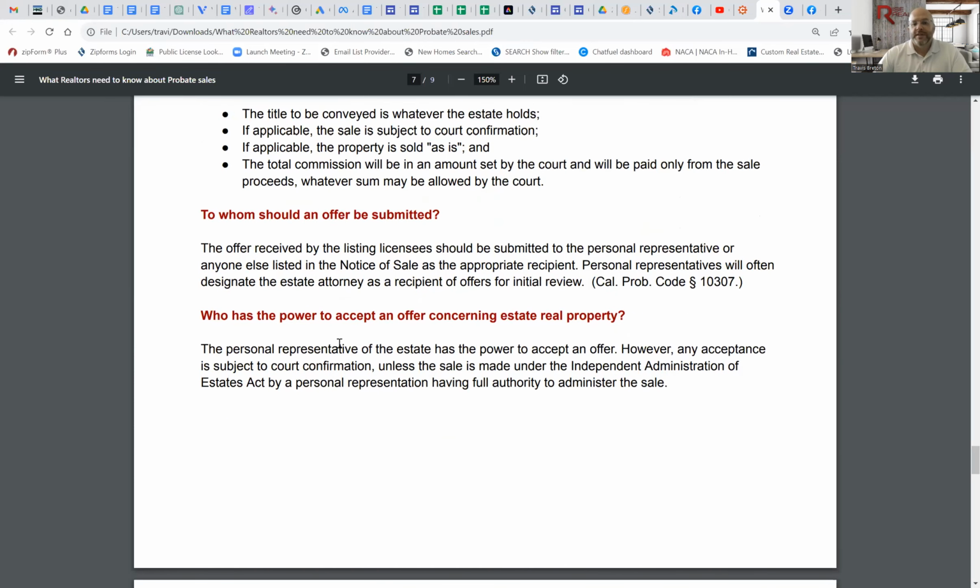Who has the power to accept an offer concerning estate real property? The personal representative of the estate has the power to accept an offer. However, any acceptance is subject to court confirmation unless the sale is made under the IAEA, the Act, by a personal representative having full authority to administer the sale.